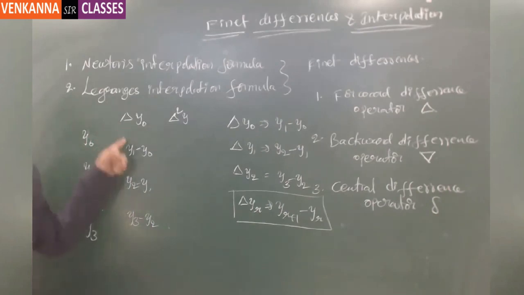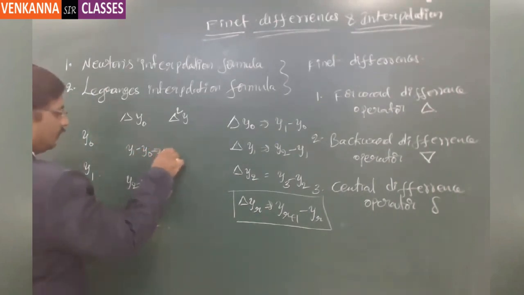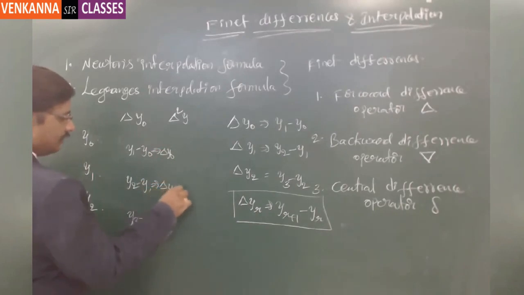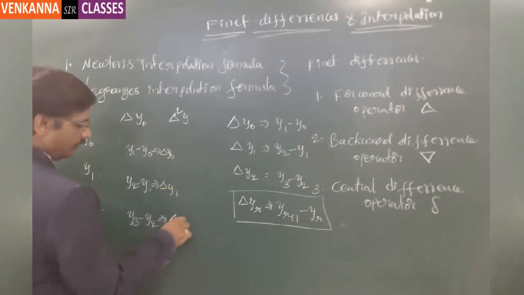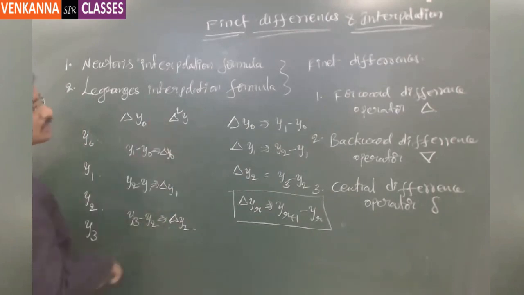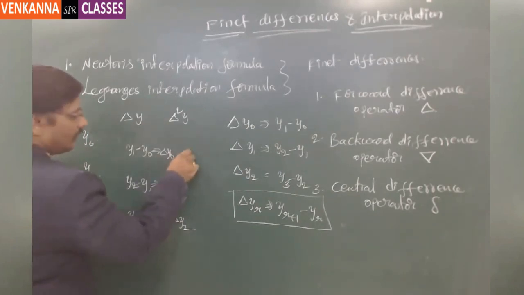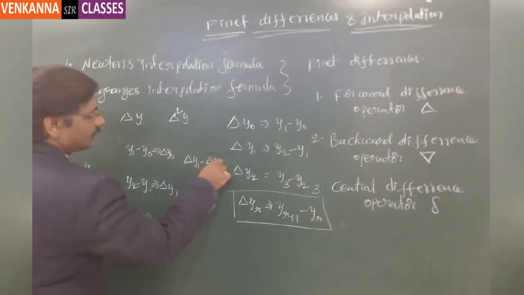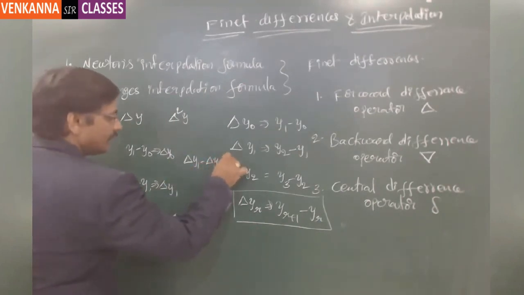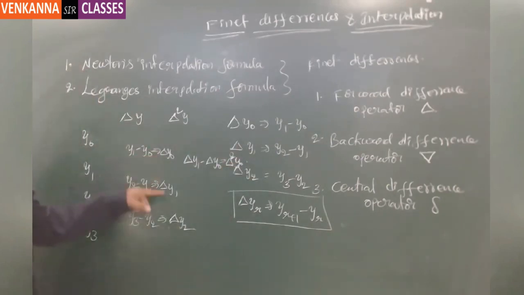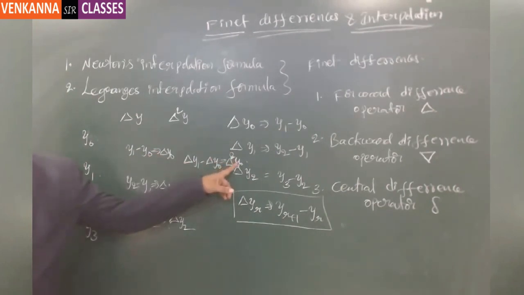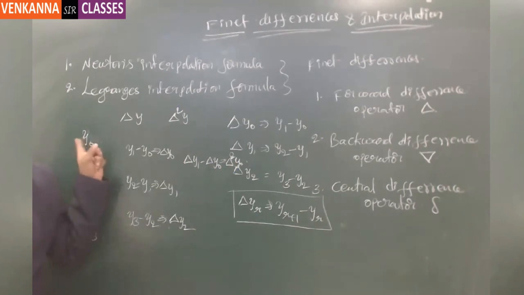So delta y here and delta square of y, which is the difference of these two. This is represented as delta y0, this as delta y1, and this as delta y2, and then the difference of these two. So this is delta y1 minus delta y0, and this is called delta square y0.